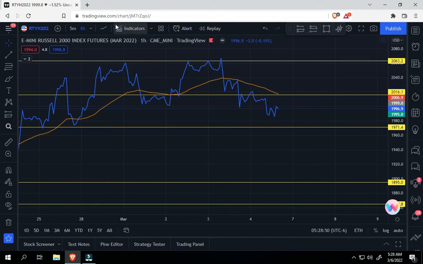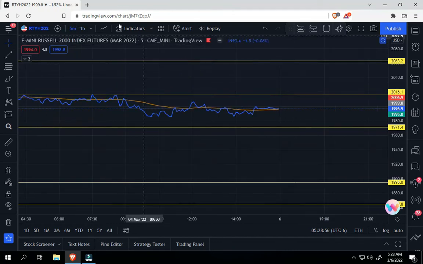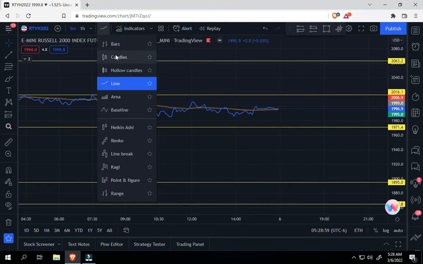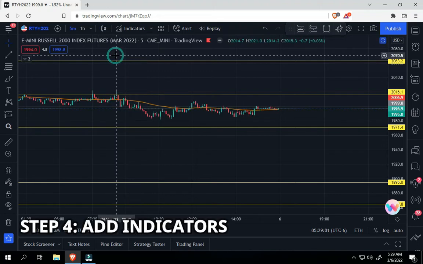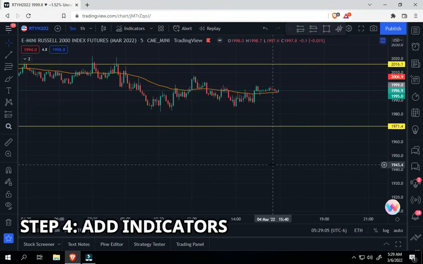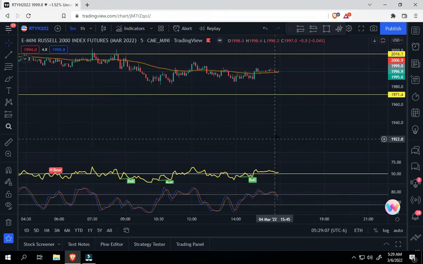It seems to work pretty good. I haven't had any problems with that. It seems to catch everything about the right time. And we'll go back to candles. And then the last step is to add all of your indicators.